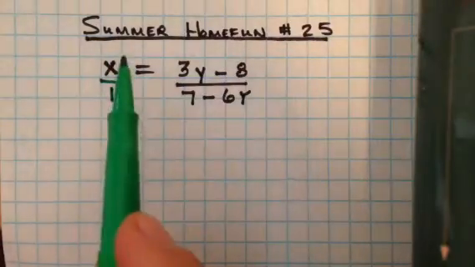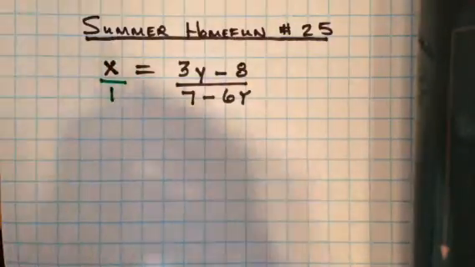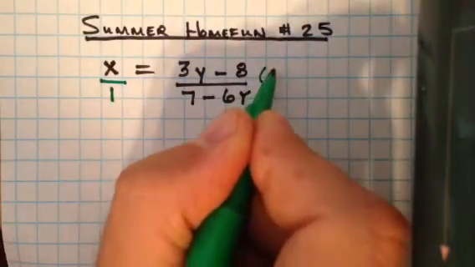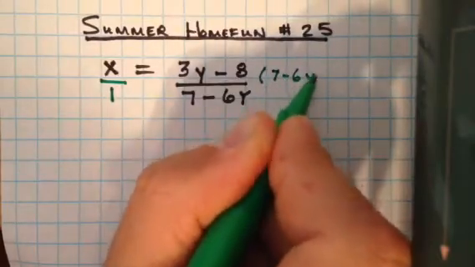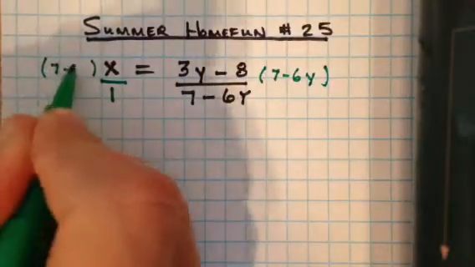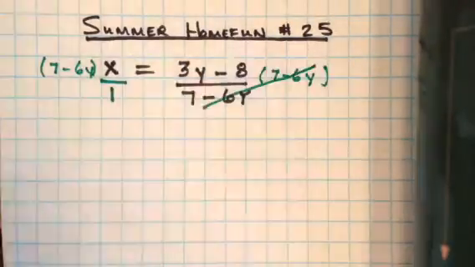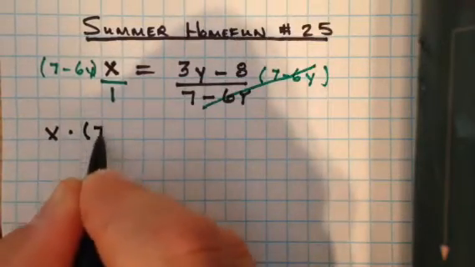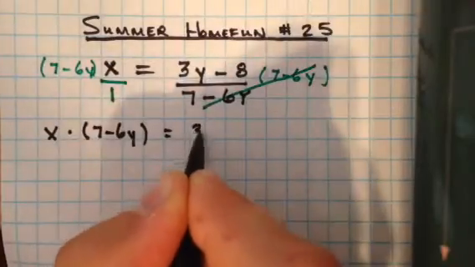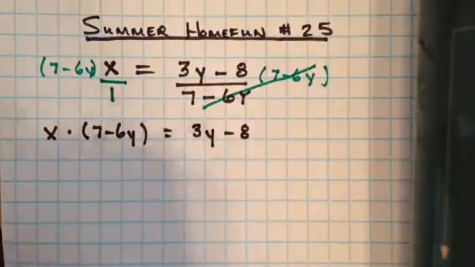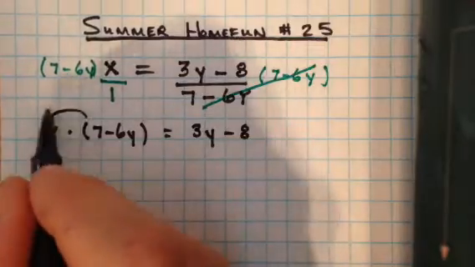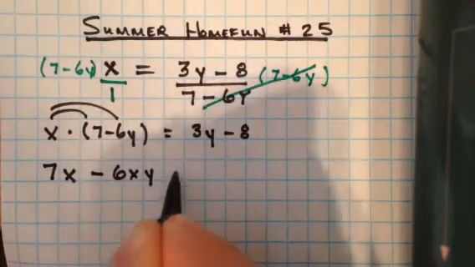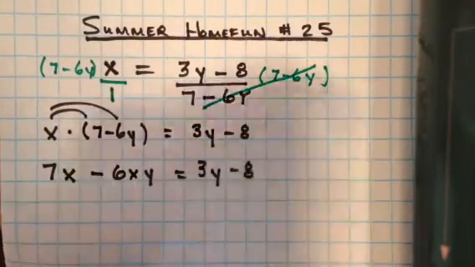And so the first thing I'm going to suggest is that we write the left side of the equation as a fraction. And the next thing I'm going to suggest is that we get rid of the fractions in general. And you do that by taking both sides of the equation and multiplying by 7 minus 6y, so that these two terms cancel to 1. And what we're left with on the other side is x times (7 minus 6y) is equal to 3y minus 8. And then we need to get the y out of the parentheses, so we're going to distribute. That's going to give us 7 times the x, 7x minus 6xy, is equal to 3y minus 8.